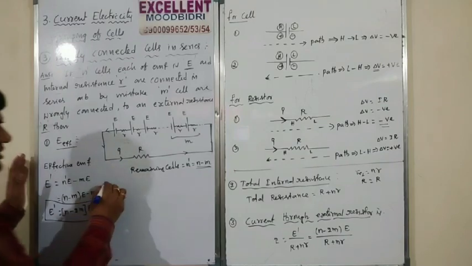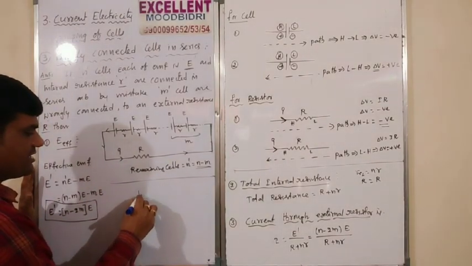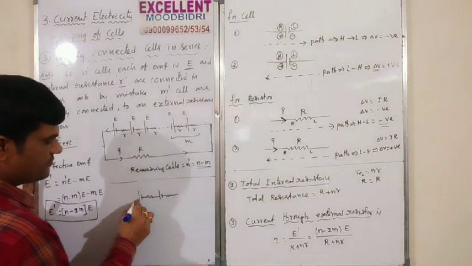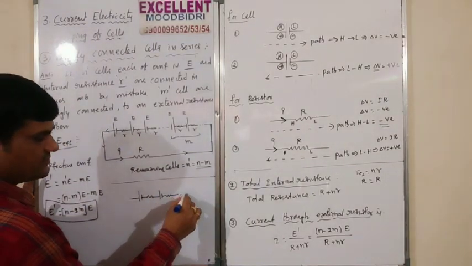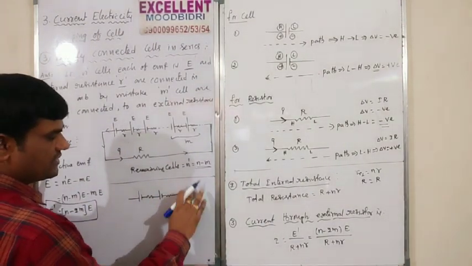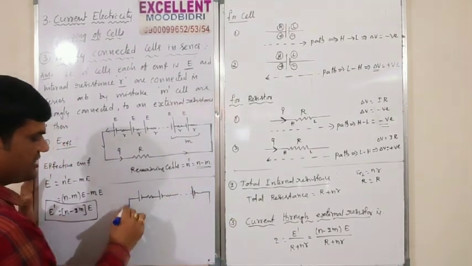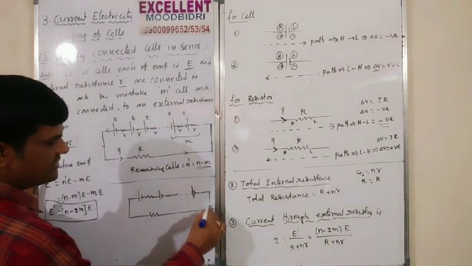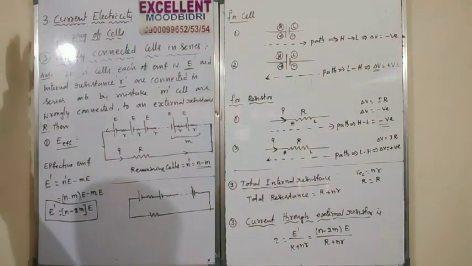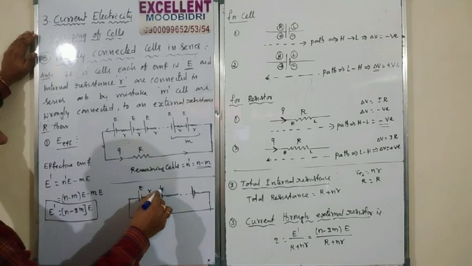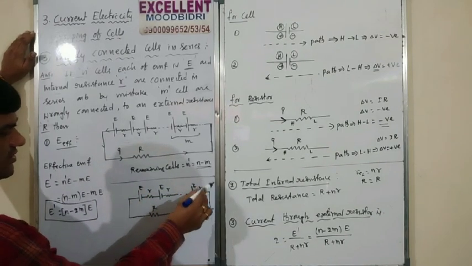Okay, so this question is over. So for example, here a small question. How many cells are there? N cells are there. We should connect them in series combination, and one external resistor will be there. So this is the E, this is the R, E and R, E and R.